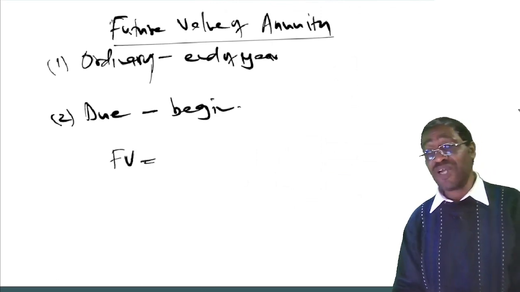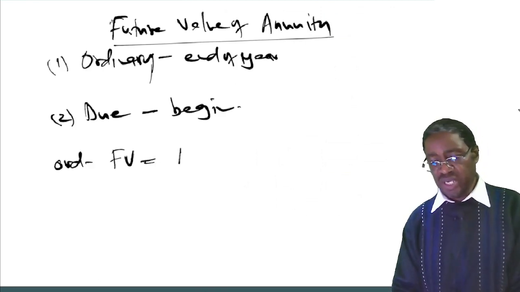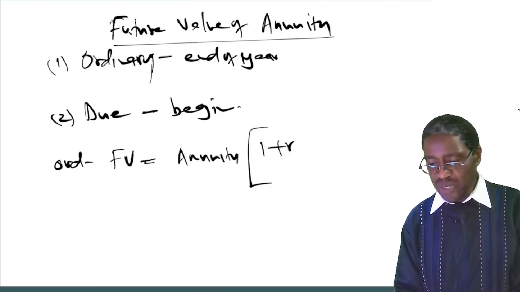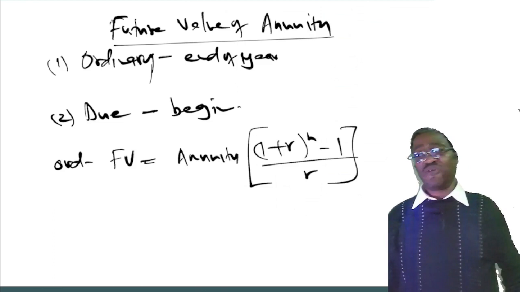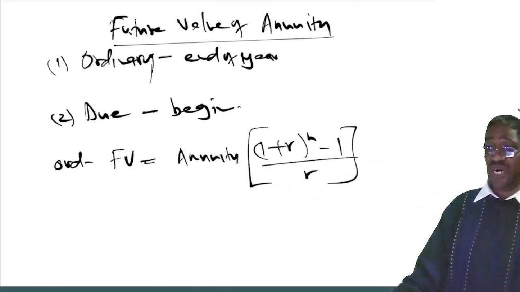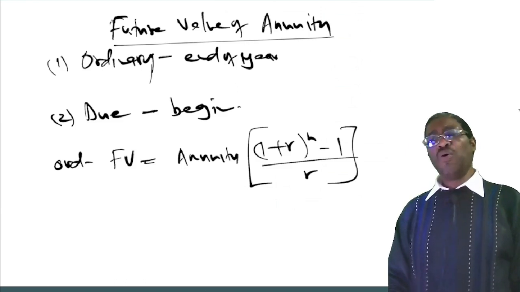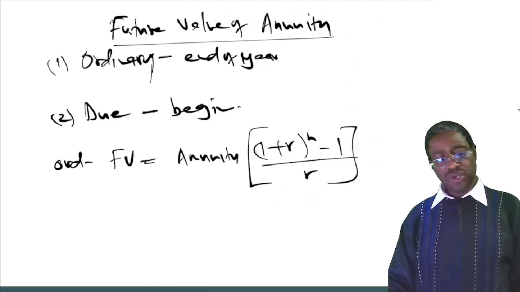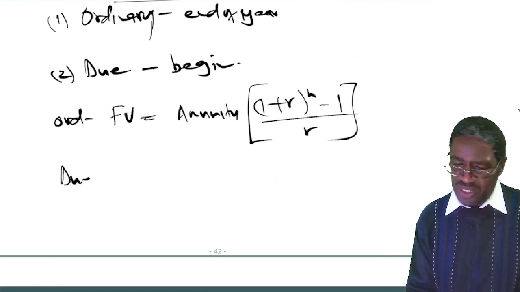How to get the future value of an ordinary annuity. How did we say? It is the annuity itself times 1 plus r to the power of n minus 1. Everything you divide by r. You remember? That was our formula for getting the future value of an ordinary annuity. Then we also said, what about if it's an annuity due?